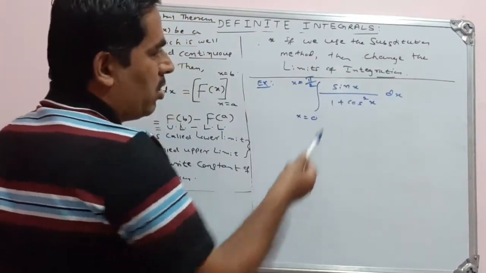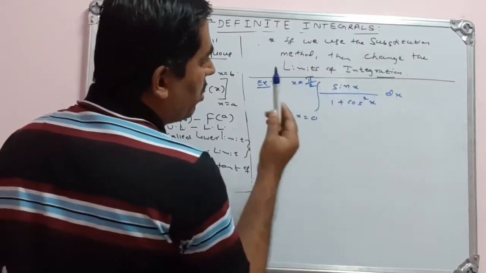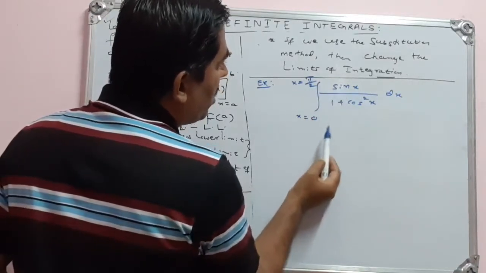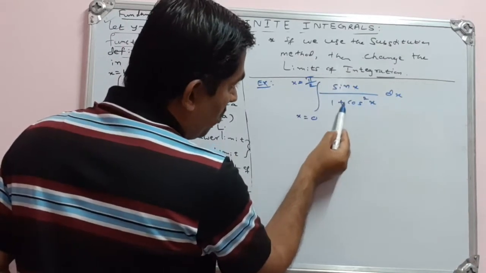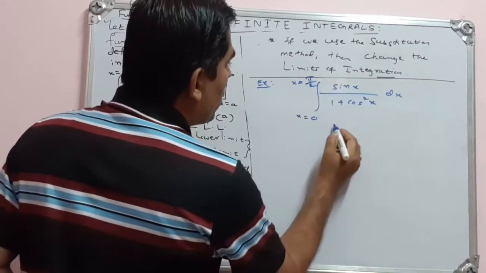We cannot reduce this to standard forms, so the only thing is we have to substitute. In the numerator I have sin x. In the denominator I have cos square x. Forget about the square for now, only observe this cos x. So what must be our substitution?